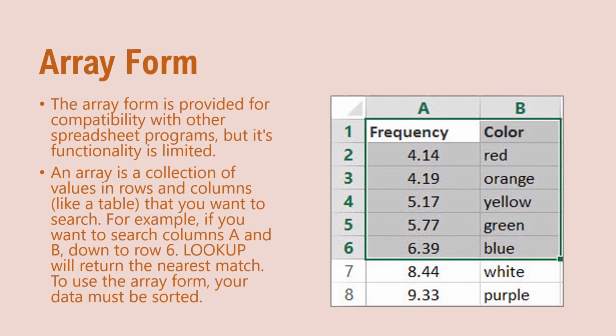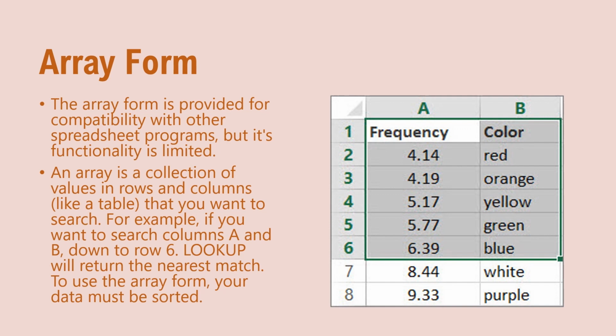then array form. The array form is provided for compatibility with other spreadsheet programs, but its functionality is limited. An array is a collection of values in rows and columns, like a table that you want to search. For example, if you want to search columns A and B down to row 6, LOOKUP will return the nearest match. To use the array form, your data must be sorted.